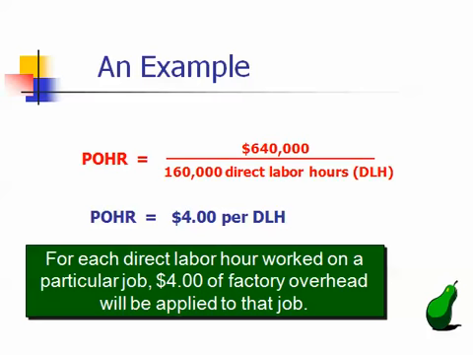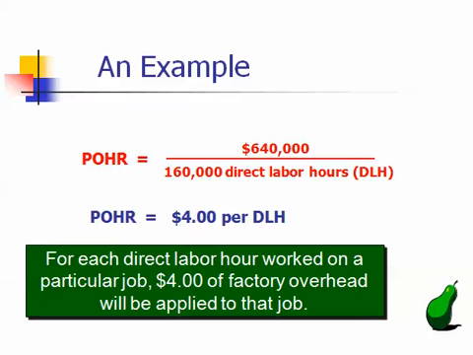Let's go ahead and look at an example. Let's assume that the parent company expects to incur $640,000 in manufacturing overhead costs during the coming period and work 160,000 direct labor hours. We would calculate our predetermined overhead rate then as $4 per direct labor hour, and for every hour we worked on a particular job, we would apply $4 in overhead to that job.